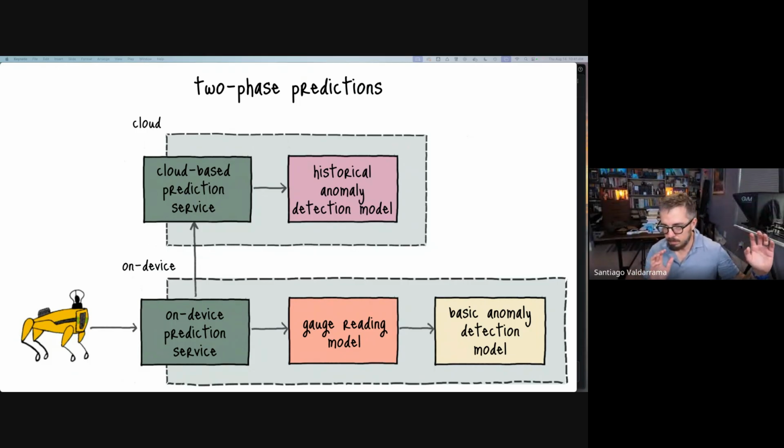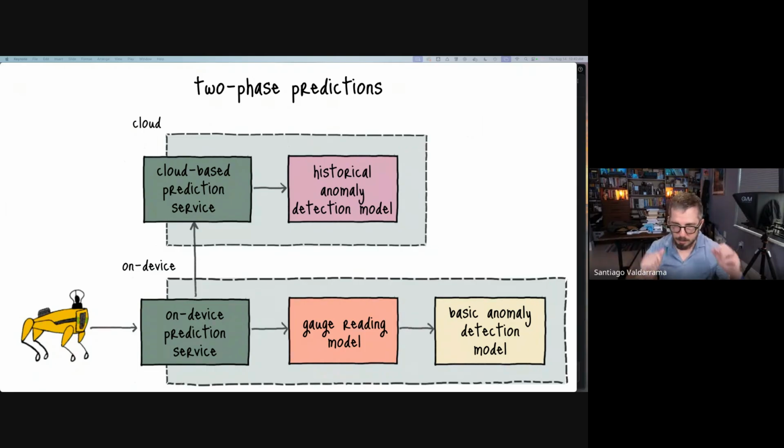So you have the robot, and the robot was reading analog gauges, and we had a two-phase prediction approach. For example, we took a picture, and we engaged the simple, quote-unquote, model that was running on device, the on-device prediction service. That service ran the gauge reading model and did basic anomaly detection on the gauge that we saw there.